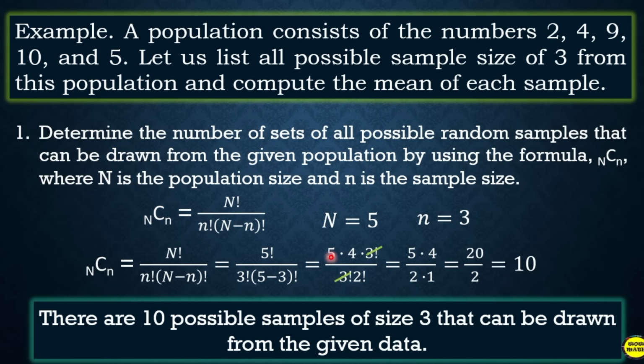If you have difficulty using the formula, scientific calculators have a combination symbol, which is easy to use. First press the 5, then shift to where the combination symbol is located, click it, and then the 3. The answer will appear right away. So class, in the given population of 5 numbers, 2, 4, 9, 10, and 5, there are 10 possible samples of size 3.